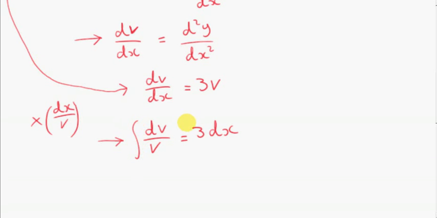Next step is to integrate both sides. Here we are essentially integrating 1 over v with respect to v. We know that that's ln of v. And we get our arbitrary constant, which we bring over to the other side. If we integrate 3 with respect to x, we get 3x. And we put our constant on the right hand side. Now before we go any further, we need to find out what this constant is. So this here is the general solution to this differential equation.